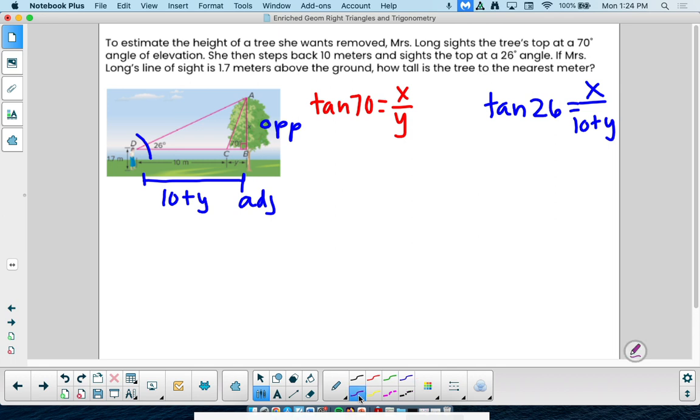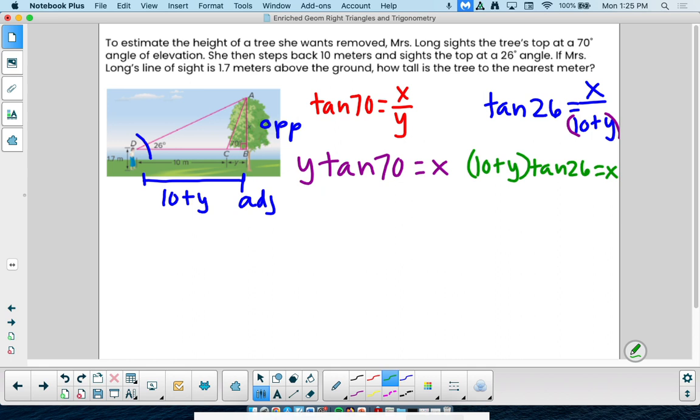So if we were to get X alone here, what would we do? Yeah, multiply by that Y. So we'll have Y times the tangent of 70 is equal to X. Now what's kind of goofy is this denominator has to stay together, so we're going to put that in parentheses and then multiply it over. So then this one over here is going to be 10 plus Y in parentheses times the tangent of 26 equals X.